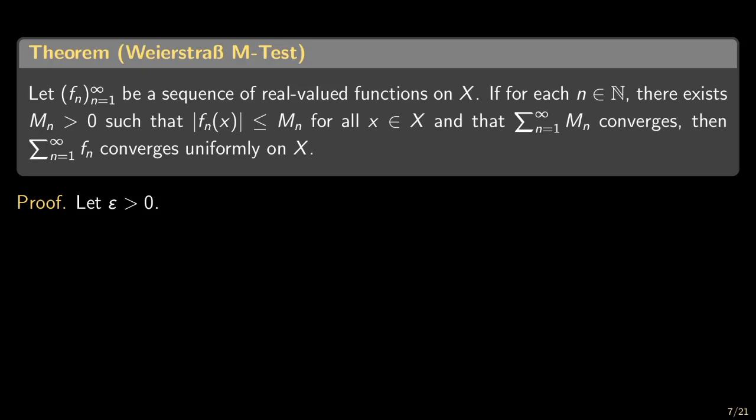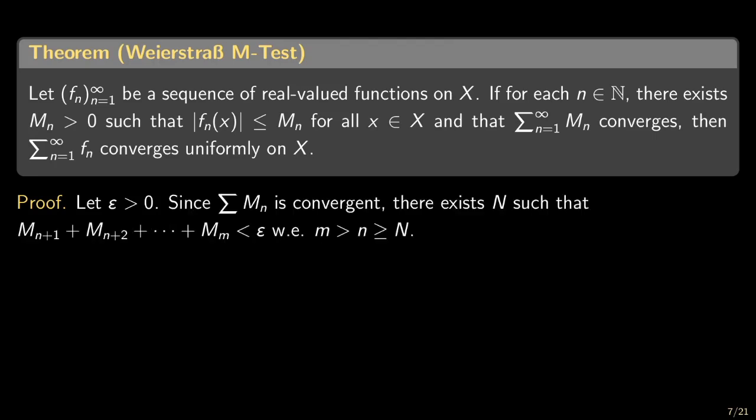So we start the proof by letting epsilon be greater than 0. Using the fact that this series is convergent, then by Cauchy's criterion for infinite series of numbers, you can find an n so that this sum can be made less than epsilon whenever m and n are both greater than or equal to n. Now here, I can remove the absolute value sign because each one of these m sub n is positive.